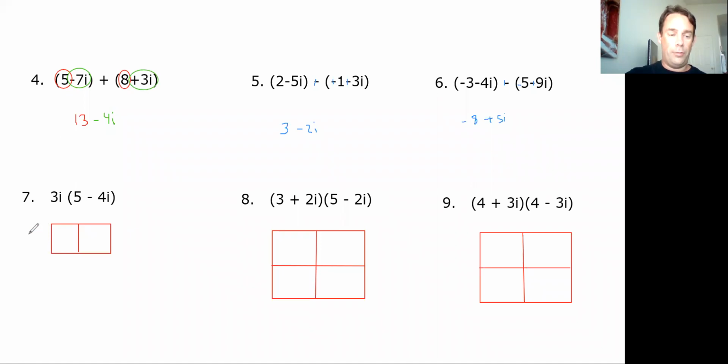So we're going to plug everything in here. We have a 3i, we have a 5 minus 4i. When I multiply it all the way out here, I'm going to end up with a positive 15i minus 12i squared. And remember, i squared is the same thing as negative 1. So that'd be negative 12 times negative 1, which is a positive 12. So what I'm left with is 12. Real number always comes first, plus 15i.